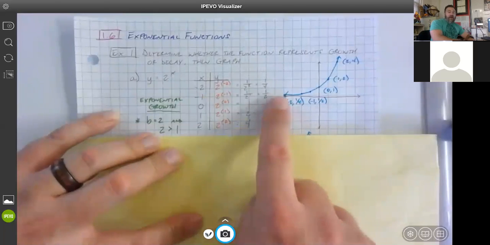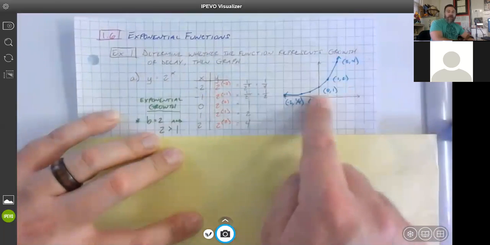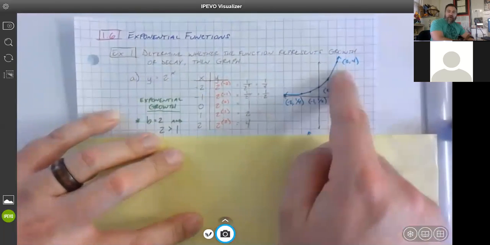And again, what we've just done is create a series of coordinate points, and we're going to see that signature boomerang banana type of shape, that curve.